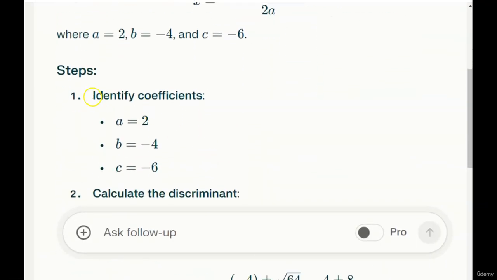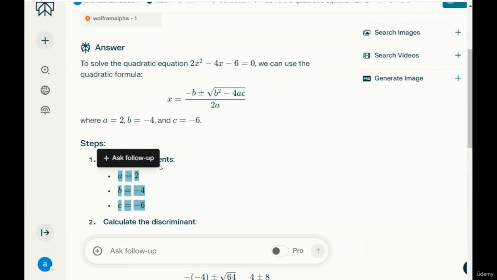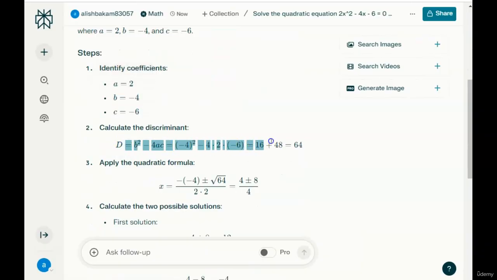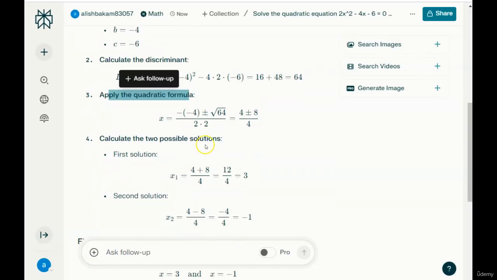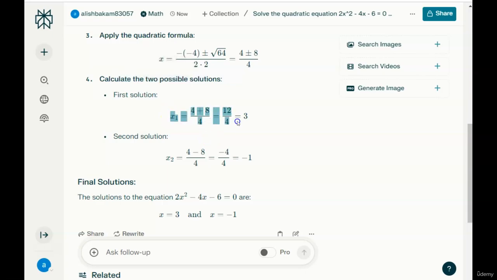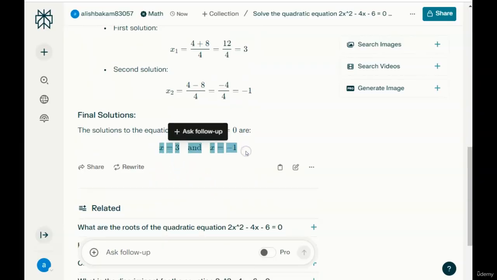So the first step is to identify coefficients like a, b, and c. And then calculate the discriminant, which is D. And then apply the quadratic formula. And when you apply it, you will have two solutions. So calculate both of them separately. This is for x1 and this is for x2. So the final solutions are x equals 3 and x equals minus 1.